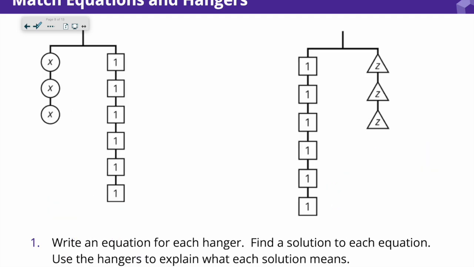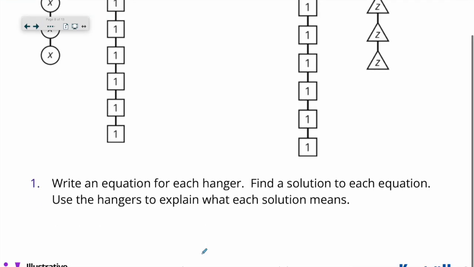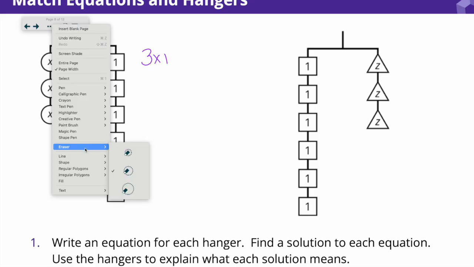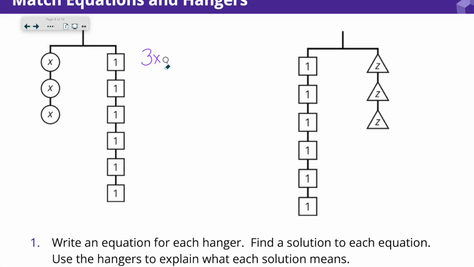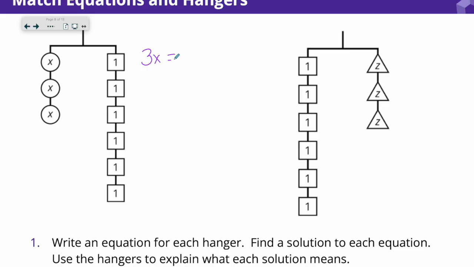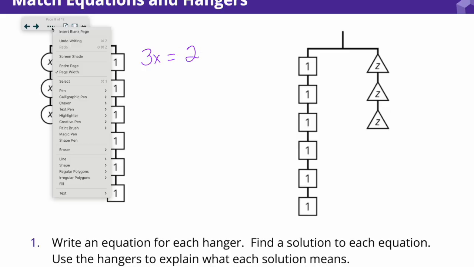Now I don't have any ones on the same side as my variable. I have 3 x's on the left and 6 ones on the right, and those two sides are balanced, so we end up with the equation 3x equals 6. And we can use our math facts, and we know that x has to equal 2.